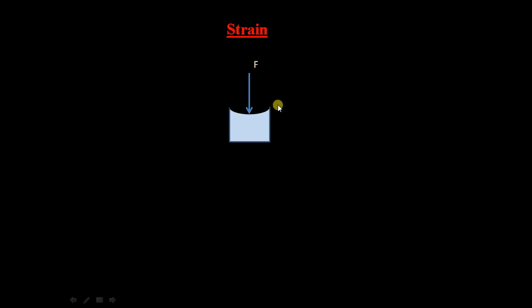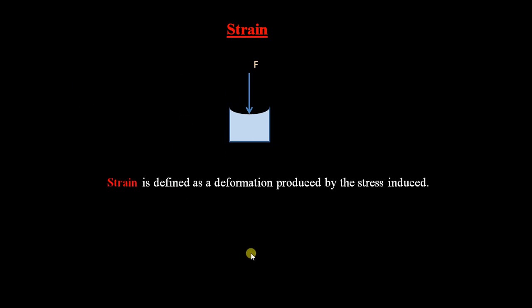That means strain is the deformation produced by the force, or we can say strain is the deformation produced by the stress developed inside the body. Why are we considering stress? Whenever we apply a load over the body, a stress takes place, and due to that stress the deformation takes place. So that is why strain is the deformation produced by the stress. The definition we can give: strain is defined as the deformation produced by the stress.